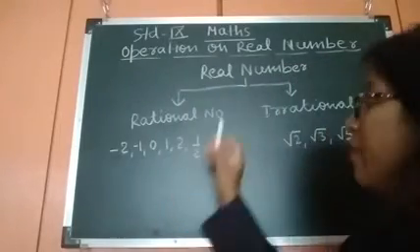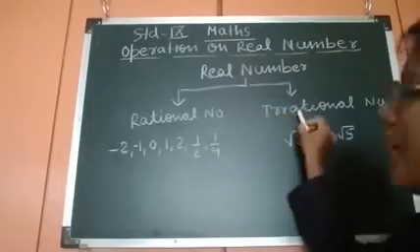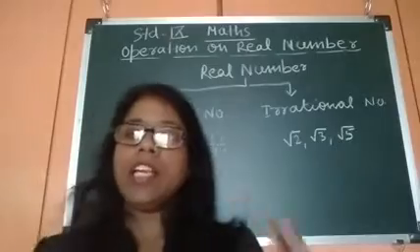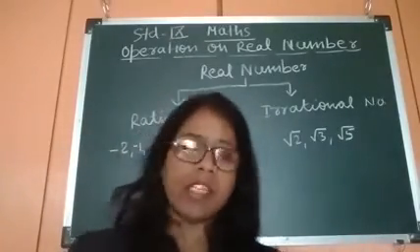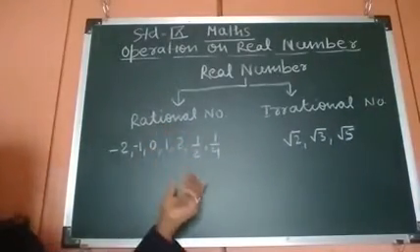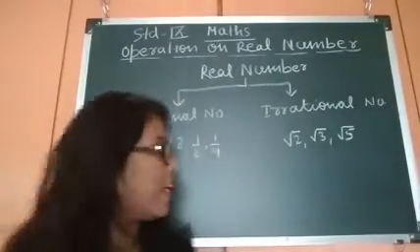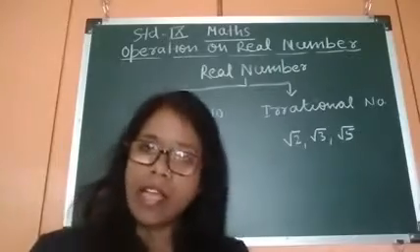Real numbers can be divided into two parts. First is rational numbers, second is irrational numbers. Among rational numbers, you know that integers are there, fractions are there, whole numbers are there, natural numbers are there. All these numbers combined form the rational numbers. An irrational number is a non-terminating, non-recurring number, such as root 2, root 3, root 5. Such examples I have taken.